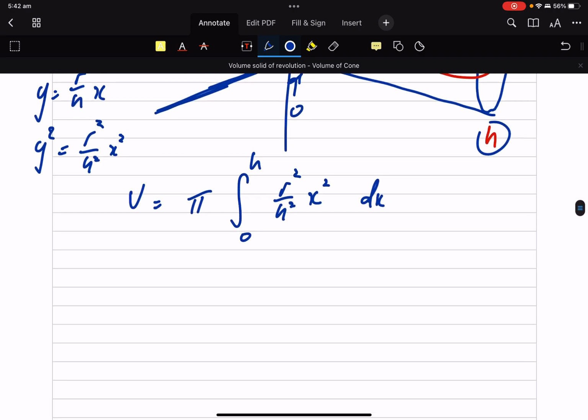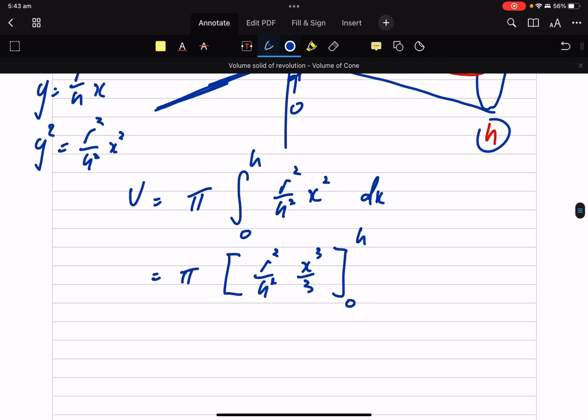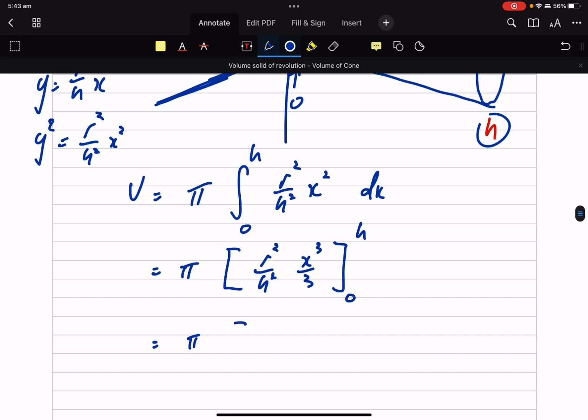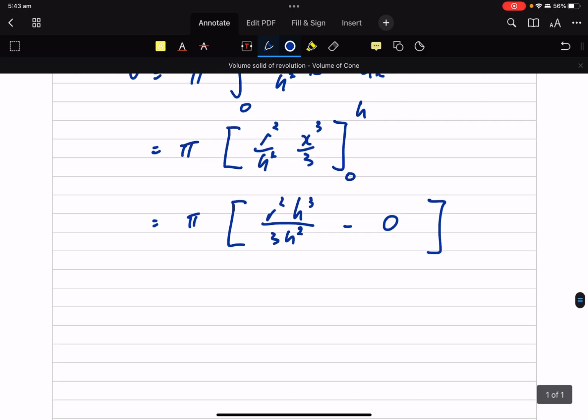Now, let's go to it. The integral of x squared is x cubed on 3 from 0 to h. I'm going to keep my big brackets in there because I'm going to put the h in first. r squared h cubed on 3h squared, minus, then I'm going to put the 0 in. Oh, it's an easy one. And you can see what's going to happen here. I've got 2 h's in the bottom, and that's going to cancel 2 of the h's up the top.